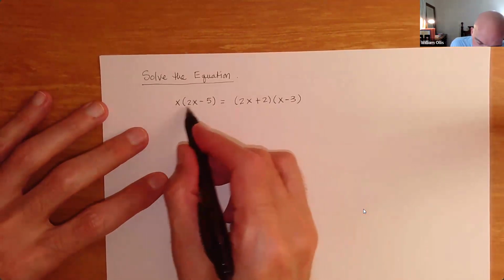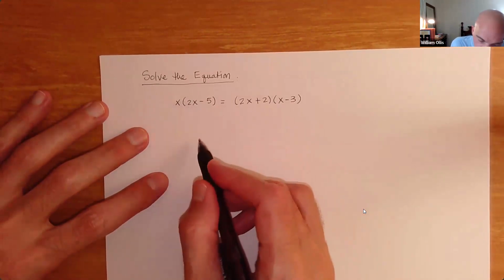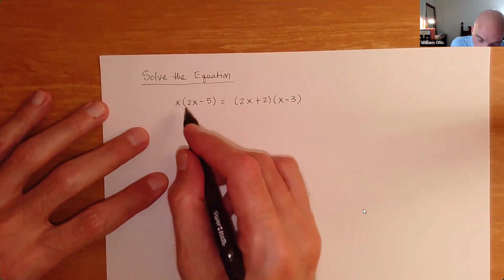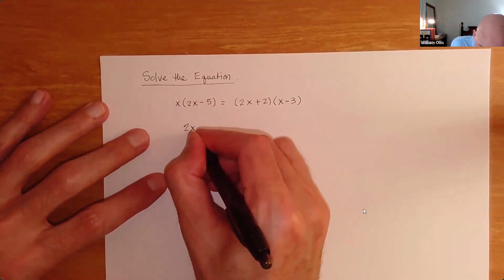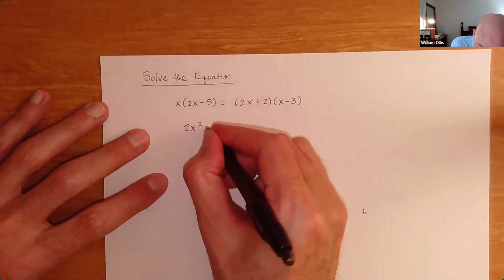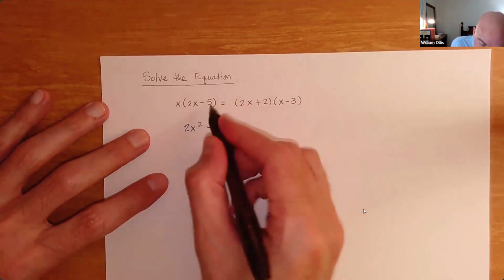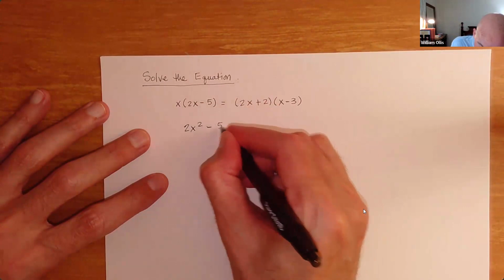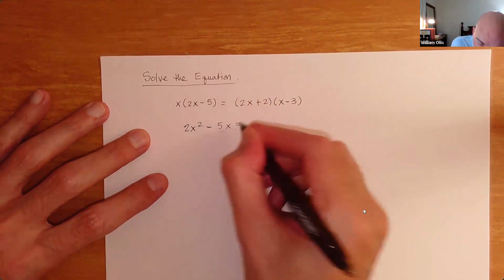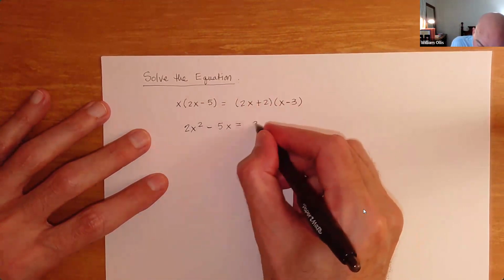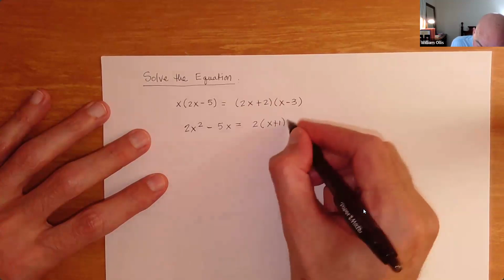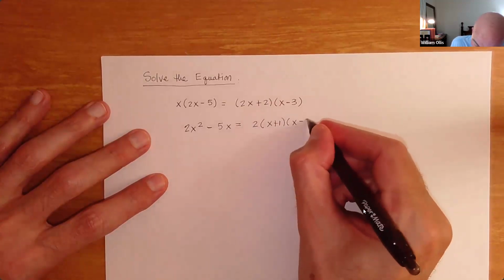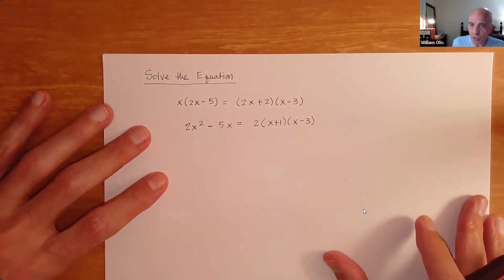On the left-hand side, there's really nothing we can reduce. So we use the distributive law. So x times 2x is a 2x squared. Just any opportunity to do extra algebra is good. And then, of course, an x times a negative 5 gives us the 5x. Now, just to show factoring, I'm going to write this as 2 times x plus 1 times x minus 3, just to get some practice factoring.